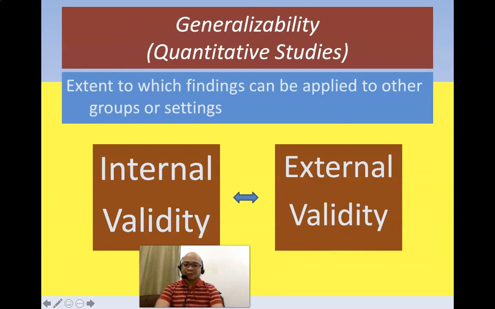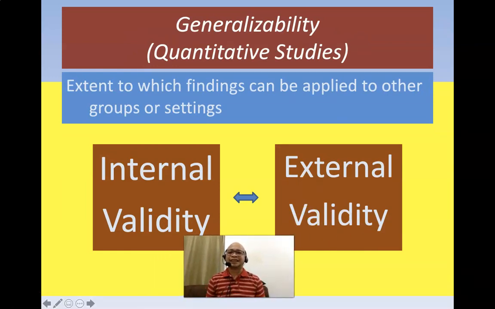So when we say generalizability, this is very important to quantitative studies, which means that it is the extent to which findings can be applied to other group or settings. Okay, so of course, quantitative studies would be more generalizable if we have a very ideal sample size.